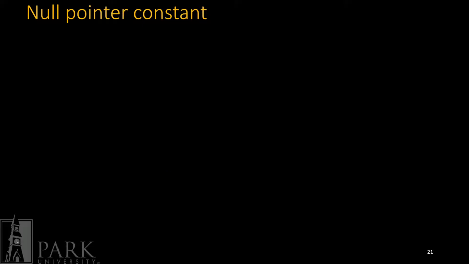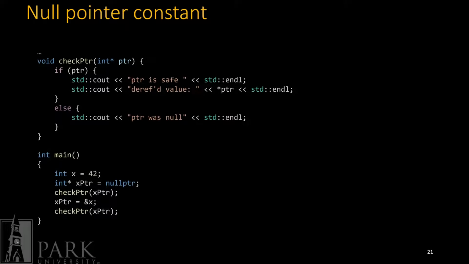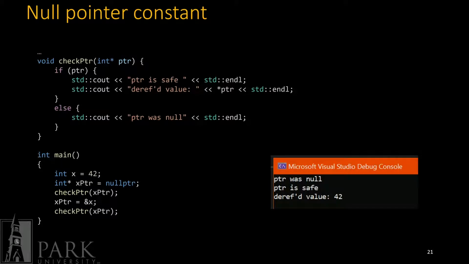This can be very convenient for us to check if a pointer is null before we dereference it. So here's some example code. And here's the result of this code. You can see the first time we call check pointer, so we set x equal to 42, then we declare a pointer of integer type, and we set it equal to null, and we call check pointer, and we pass in the pointer, right? And so it says, hey, if pointer is true, do this thing, otherwise do this, right? Well, we set it equal to null pointer, and as we know from the previous slide, since a null pointer will evaluate to false, it's going to execute this part of the if statement, right?